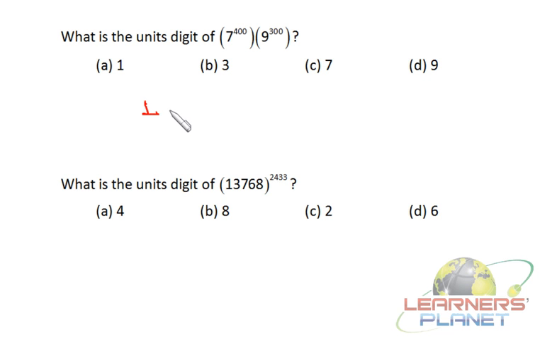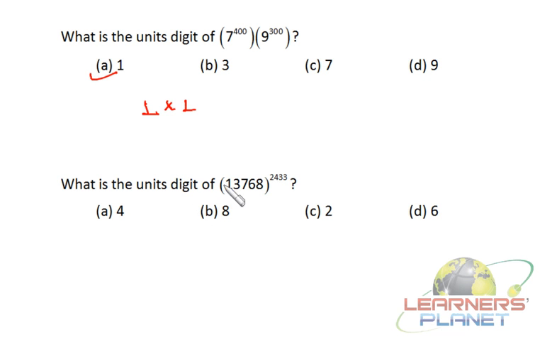Similarly, if 9 is raised to any odd power, it will produce 9 as the unit digit. And if 9 is raised to an even power, it will produce 1 as the unit digit. So in both the cases we are getting 1. So finally we'll be getting 1 at the units place. Okay, now let's see this problem.